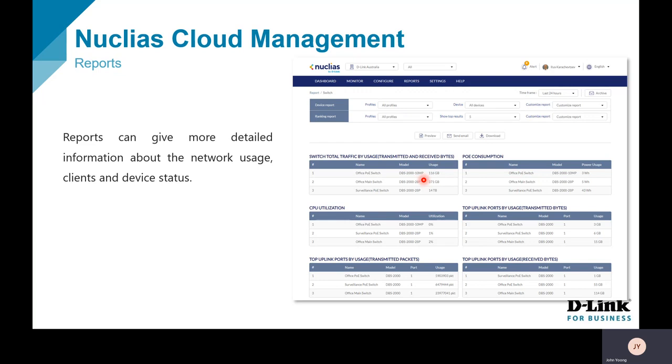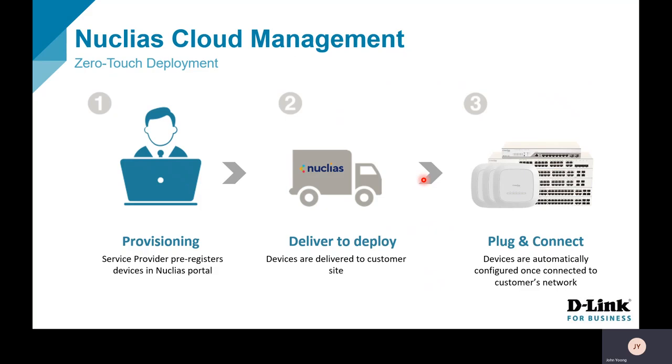Next, we also have the reports. The reports can be generated through email or downloaded through Excel, so it's very good. With Nuclias Cloud, remember, everything the MSP does during the pre-configuration, they can do the SSID and the password for the customer. After that, pass it to the customer. The customer just plugs and plays very easily. All the settings will be pushed down through the cloud.